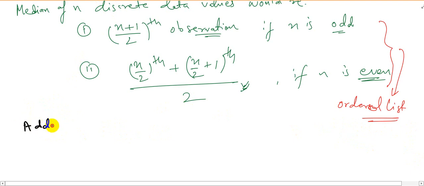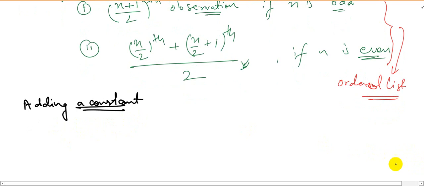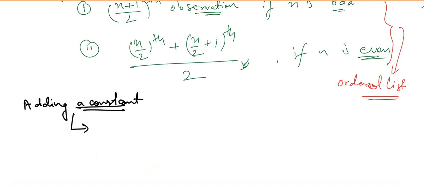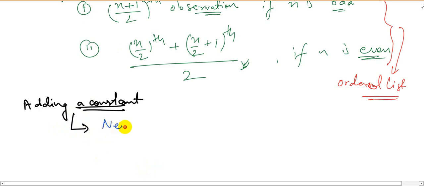So adding a constant. You can see that the median is not as representative as the mean, okay? It's only dependent on one value. So it is not considered an ideal measure of central tendency. Median is actually dependent upon one value. So the new median would be the old median plus c, okay?